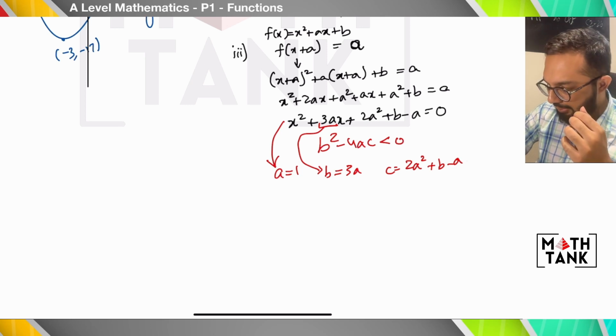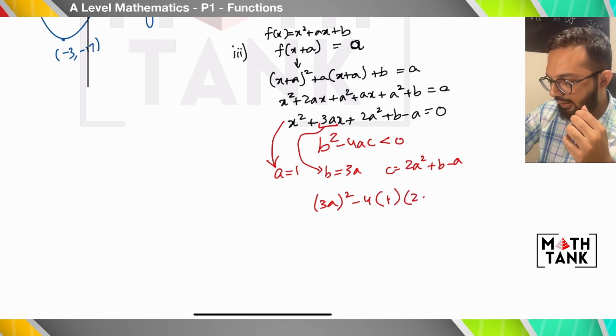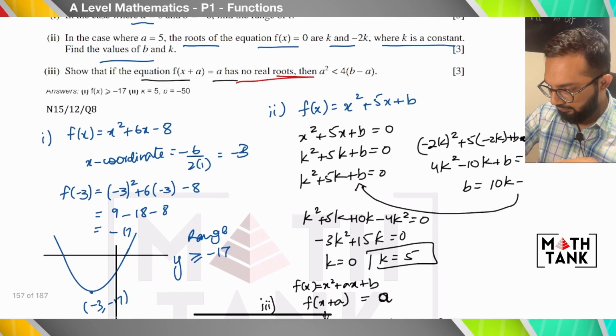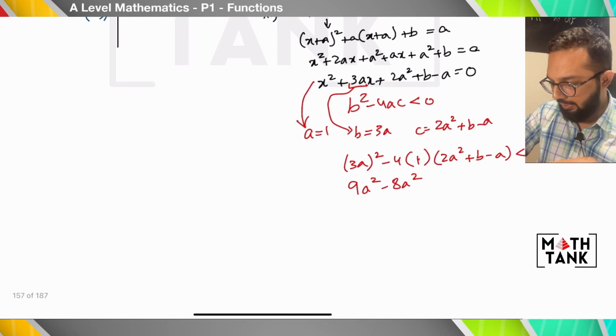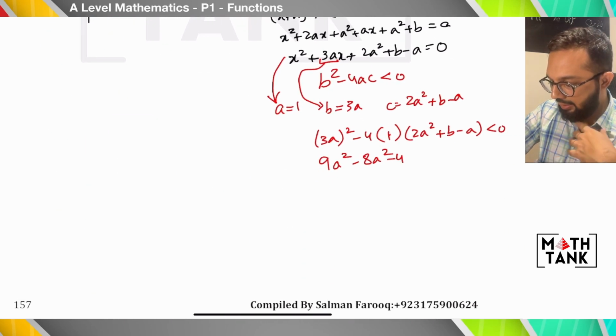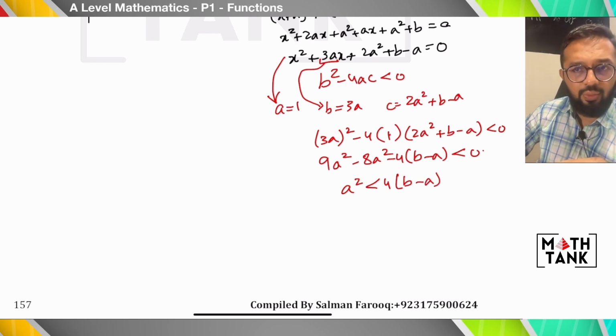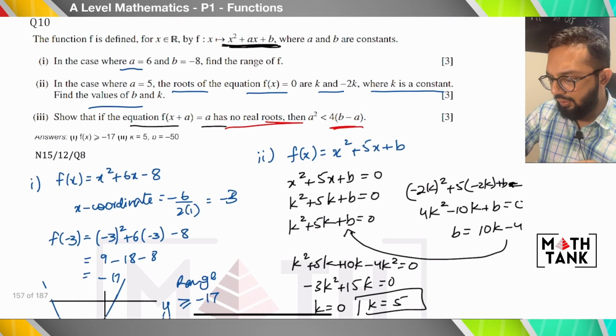So I'm going to say that b squared minus 4ac is less than 0. So 9a squared minus 8a squared. I think I want this to remain as b minus a, so I'm just going to say minus 4 times b minus a. So that's a squared less than 4 times b minus a. That proves my point. I don't need to solve this further. That's what the question is about.